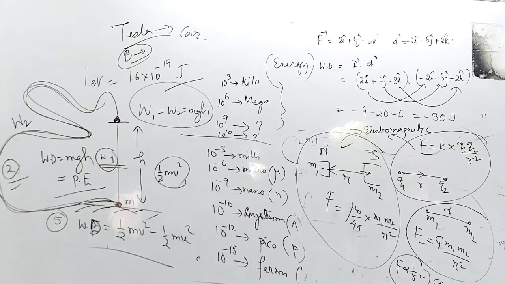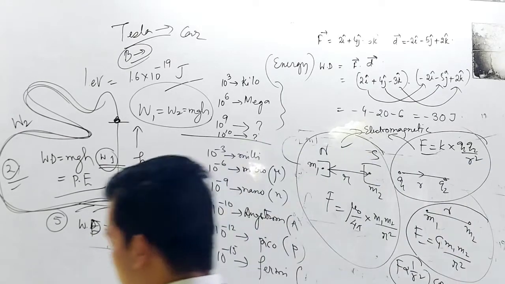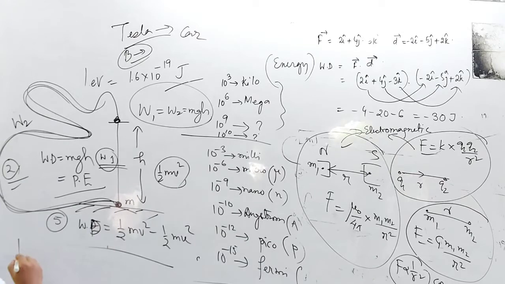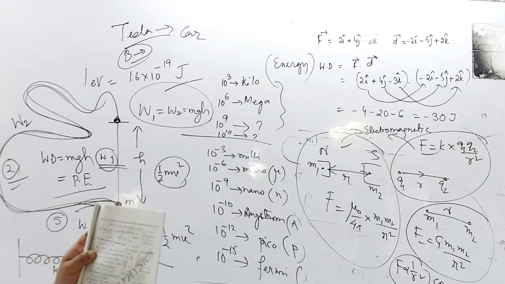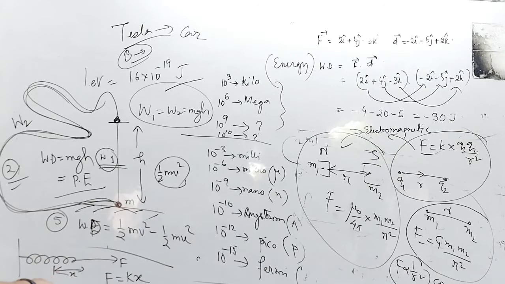Let the extension of the spring be x. The force F, according to Hooke's law, will be kx, and the potential energy is half kx square. Here the potential energy will be stored in the spring.